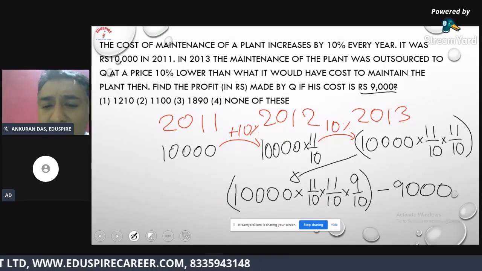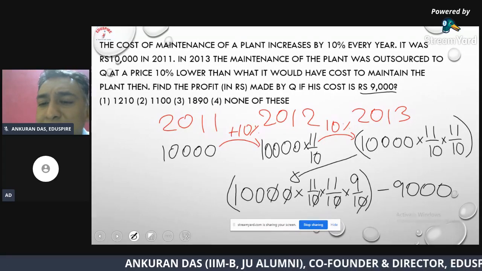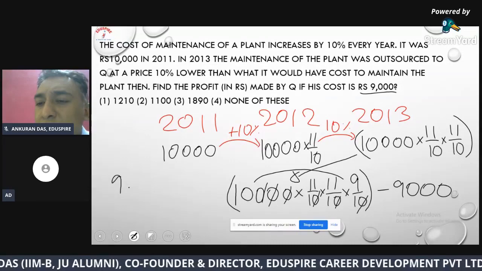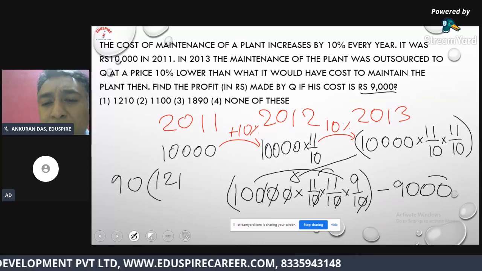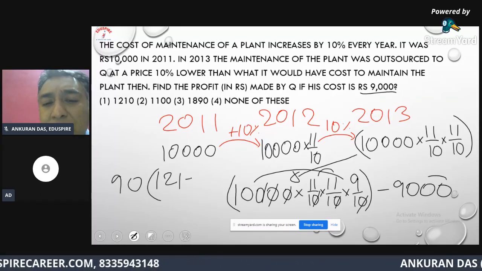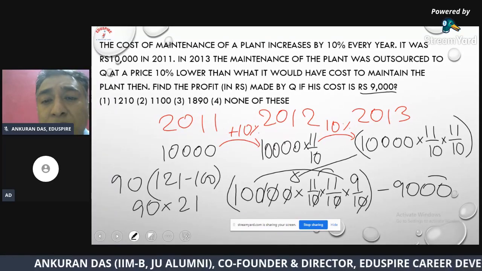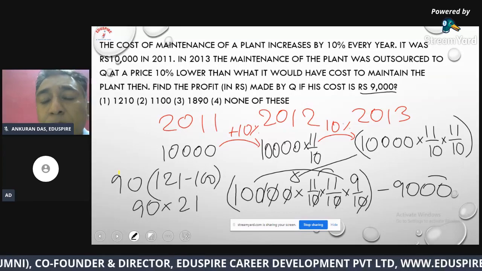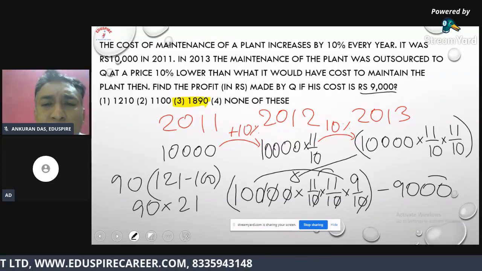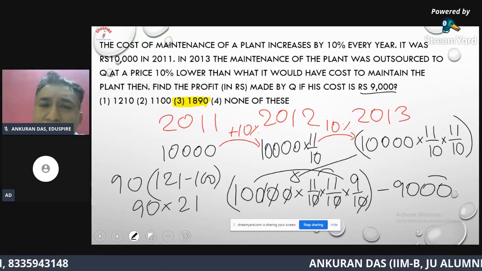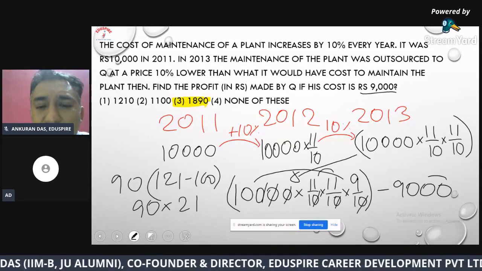Now we can calculate this in a simple way. We can cut these three zeros, right? Now you can take this 90 common. So you see, you get 121, that is 11 into 11. And if I take 90 common, we get 100, right? So what we get is 90 times 21. All right. So yes, your answer will be option number 3, that is 1890. Very straightforward question with simple calculations and a quick answer in front of you, that is 1890. I hope that was clear, guys. Okay, so I'll move to the next one.